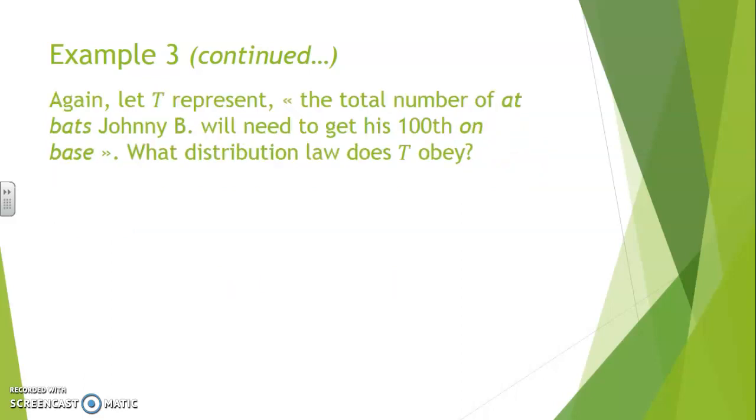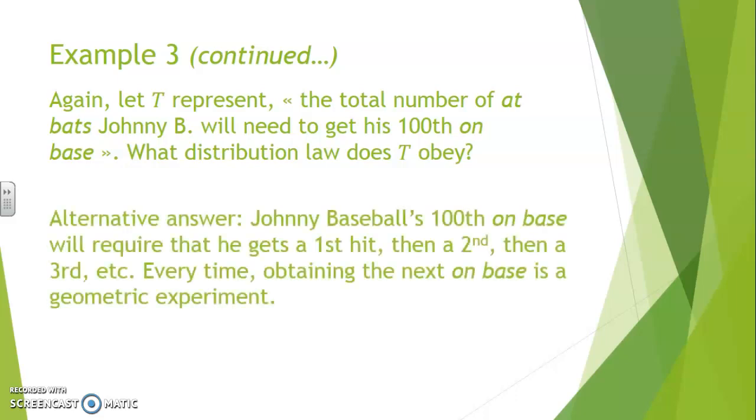Okay, let's look at this differently though. The total number of at-bats Johnny B will need to get his 100th on base. What other way could we have represented the law to describe T?